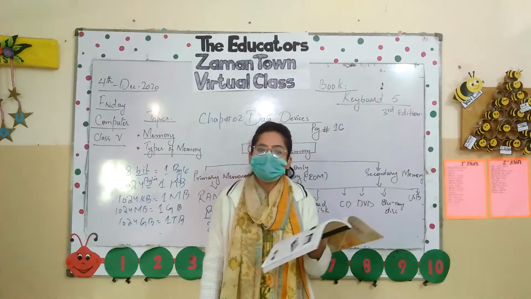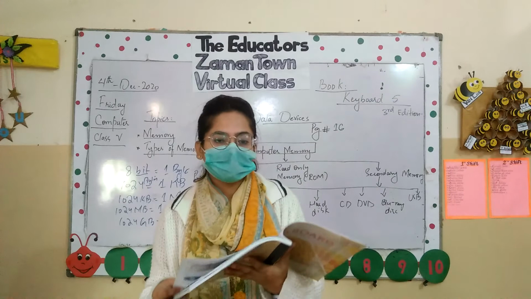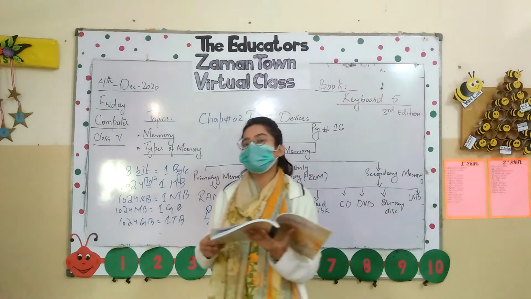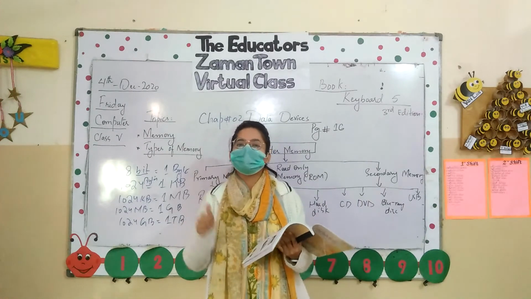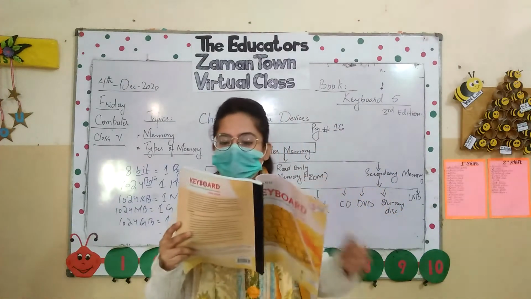Secondary memory is also called auxiliary memory because in the future we can get our data. It is available, but it is not directly accessible by the CPU. Why? Because it is not placed inside the CPU, so it is not accessible directly by the CPU. And we have these memories.